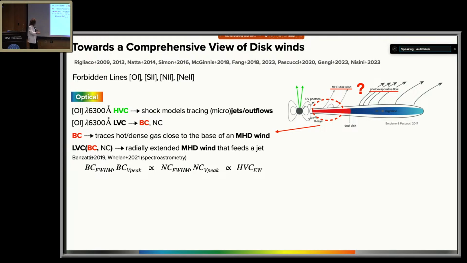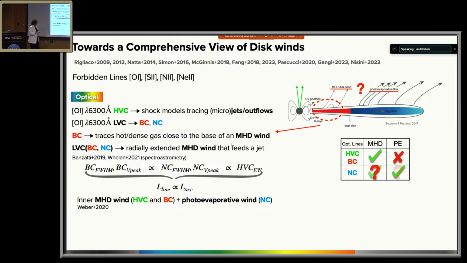And actually, Banzatti 2019 also argued that the entire low velocity component, so the broad and narrow components, might be tracing a radially extended magnetohydrodynamical wind. He based this conclusion on the fact that the kinematic components of the broad component correlate with the narrow component and also with the high velocity equivalent width, which is also something that Uma mentioned. So it seems that the broad and narrow components of the oxygen one line are tracing a similar thing, the magnetohydrodynamical wind.